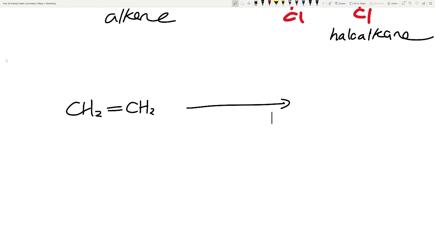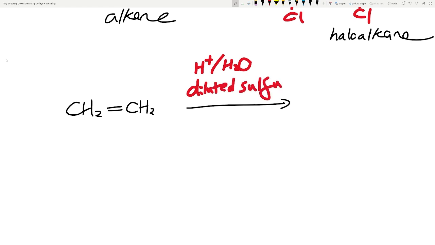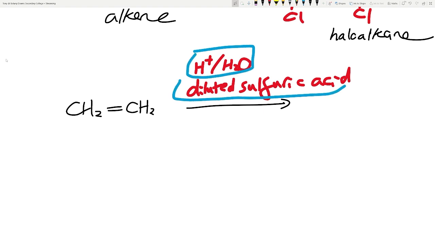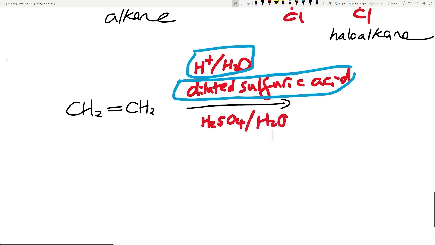They call this in different ways. They can write it as H+/H2O. They can do diluted sulfuric acid. These two things that I've written down mean exactly the same thing, so you just need to be able to recognize them. Sometimes they write it as H2SO4/water. These three things literally are the same thing. It's just diluted sulfuric acid. So the key word here is diluted.